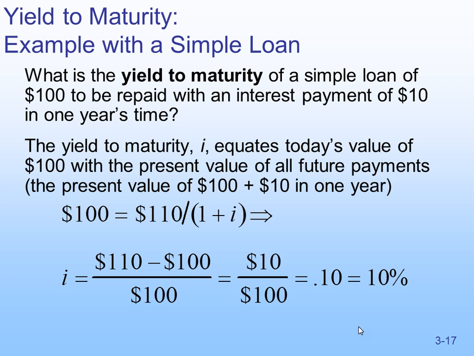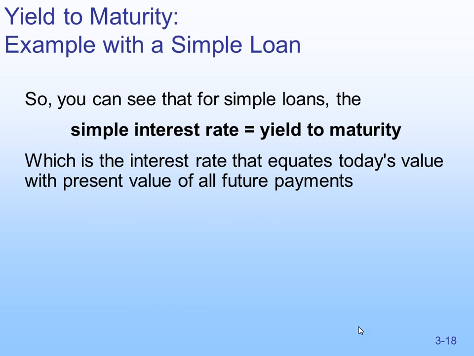Okay, so what does this show you? This shows you something that might be interesting. For simple loans, the simple interest rate equals the yield to maturity. And what is the yield to maturity again? It's the interest rate that equates today's value with the present value of all future payments. So for simple loans, it's sort of easy to figure out.